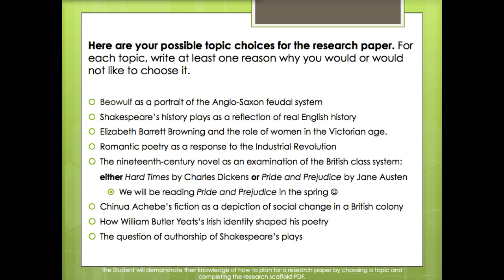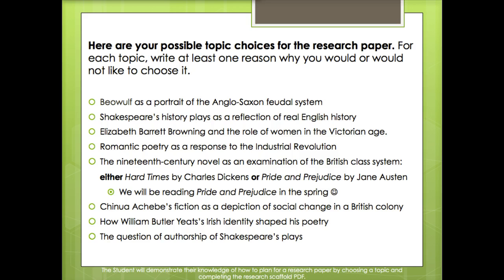Here are your possible topic choices. Beowulf is a portrait of the Anglo-Saxon feudal system. Shakespeare's history plays as a reflection of the real English history. Elizabeth Barrett Browning and the role of women in the Victorian age. Romantic poetry as a response to the Industrial Revolution. The 19th century novel as an examination of the British class system. You can either use Hard Times by Charles Dickens or Pride and Prejudice, by the way, my favorite, by Jane Austen.